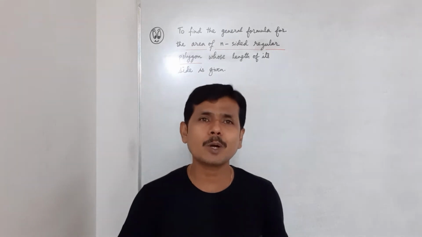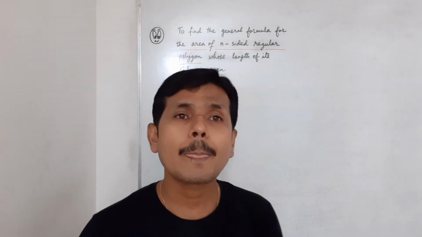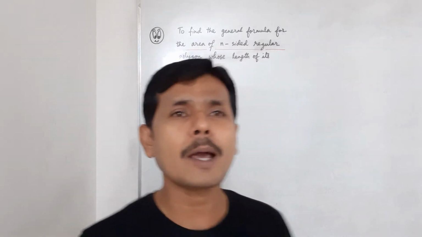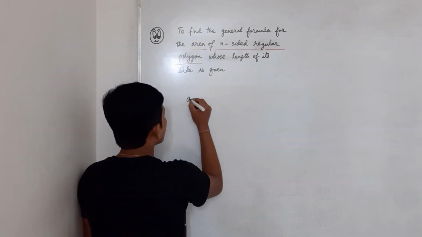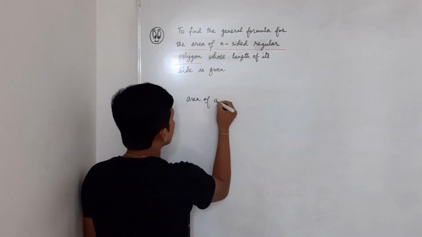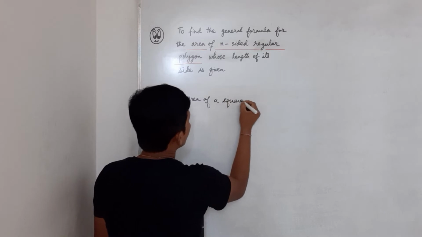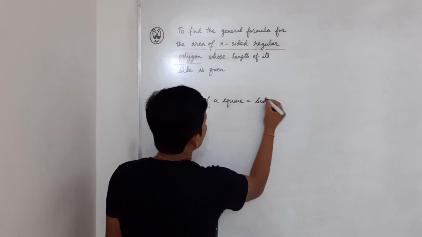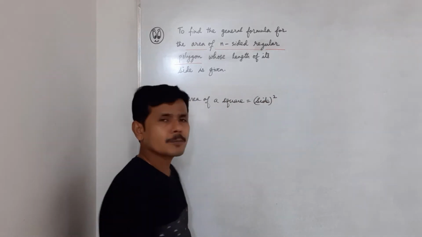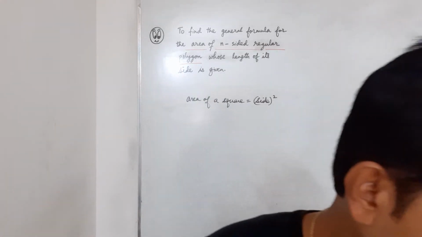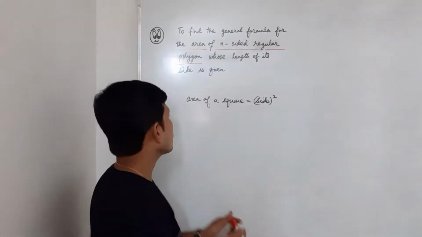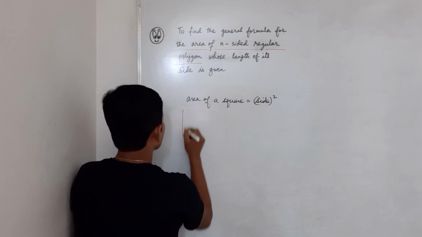Now, I started with what? I started with the area of a square. You know that the area of a square is equal to side square. Okay. When I say area of square is side square, now let us see a square first.